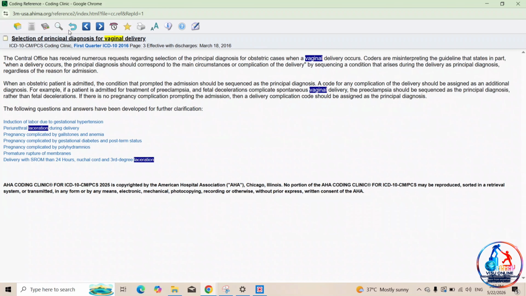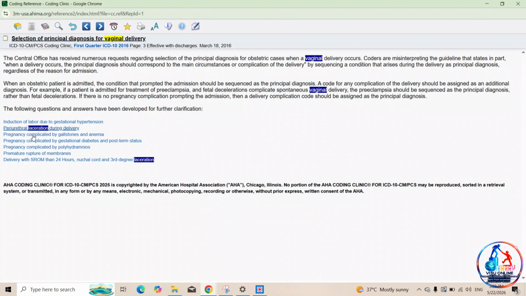Okay. The next question: periurethral laceration during the delivery. The patient had no complication during the pregnancy and is admitted in labor. She delivers a healthy, live-born infant. However, the patient experiences a periurethral laceration during delivery that is repaired. What is the principal diagnosis? Answer: assign a code for a delivery complicated by periurethral tear as the principal diagnosis.